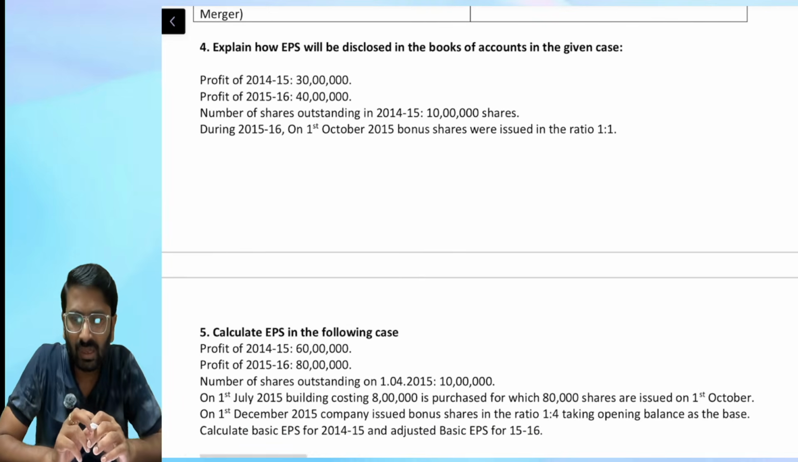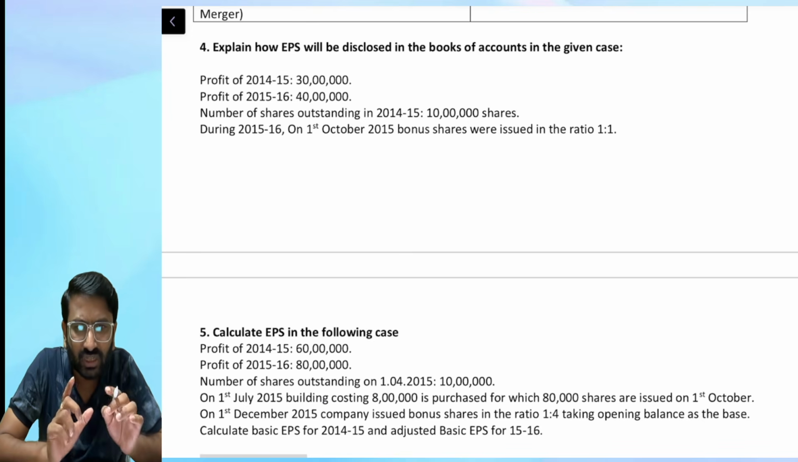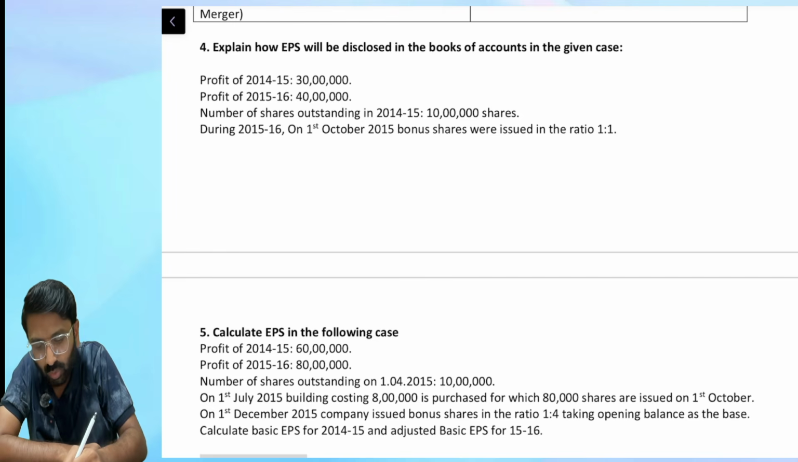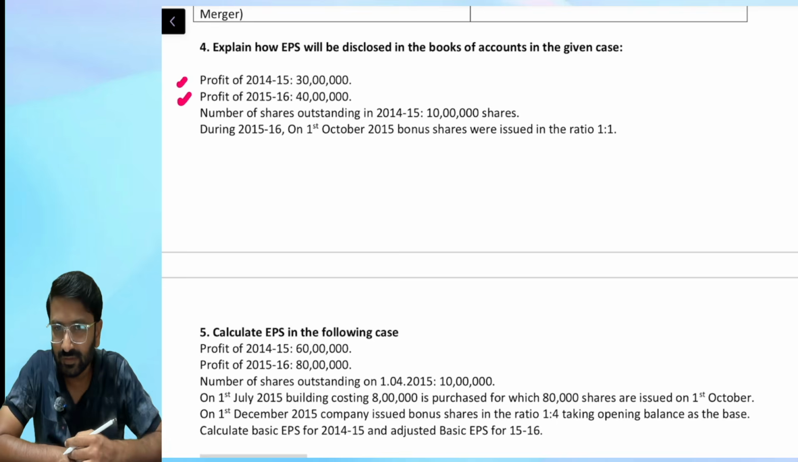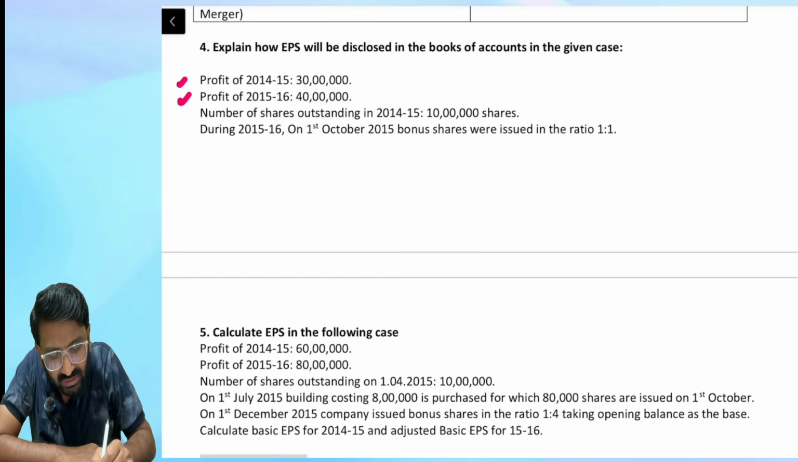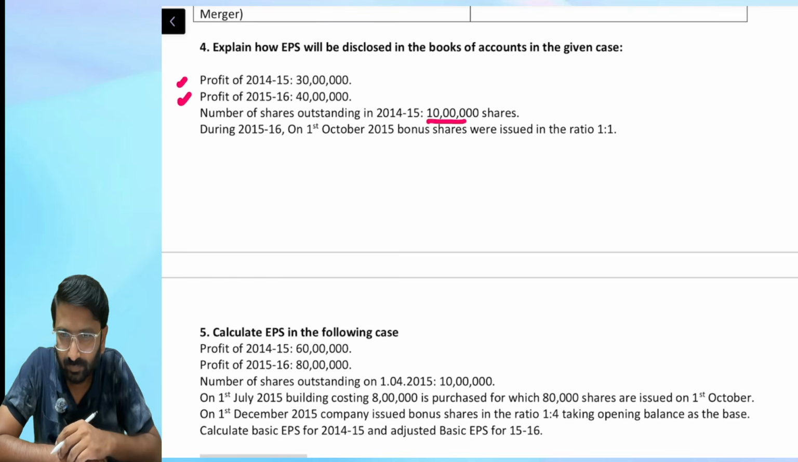Fourth one. Explain how EPS will be disclosed in the books of accounts in the given case. They gave you last year profit 30 lakhs, current year profit 40 lakhs. Number of shares in the last year 10 lakh.